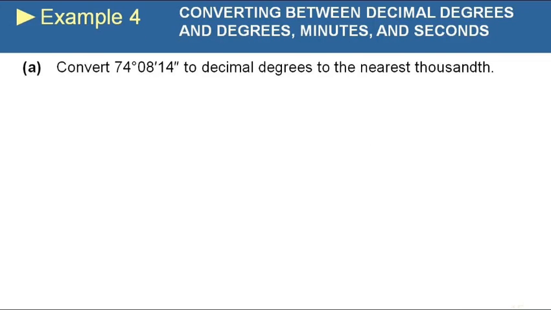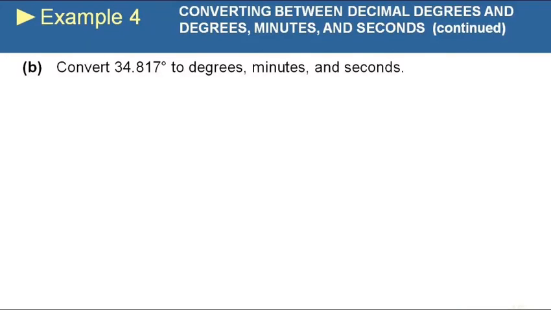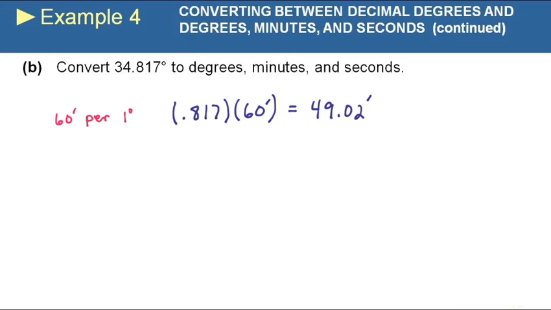And let's do a conversion. We're going to be converting 34.817 degrees to degrees, minutes, and seconds notation. Now what I do is I think of this 0.817 as part of 1 degree. And I know that there are 60 minutes in 1 degree. So if I take this 0.817, this part of a degree, and multiply by 60 minutes, it tells us how many minutes we have. So it gives us 49.02 minutes.